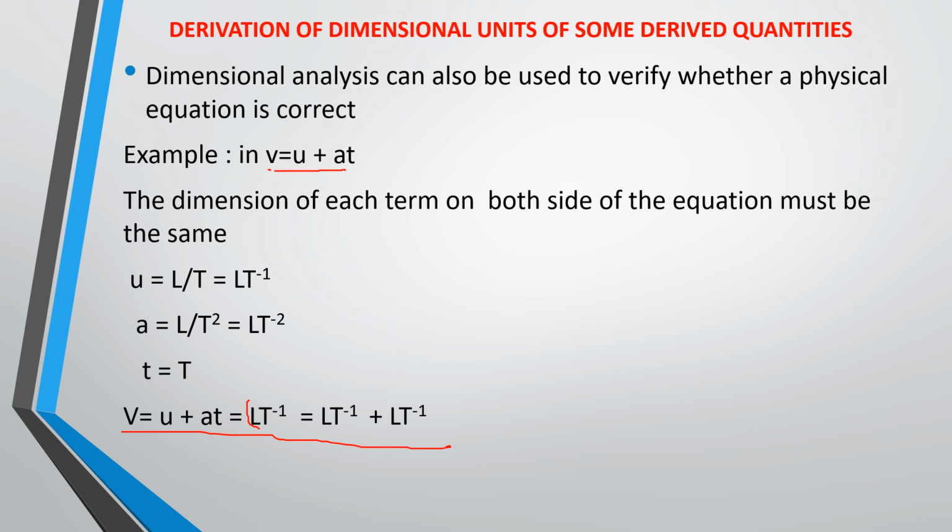Because this is velocity, and these two, acceleration and time, will also give you the same units. So you find that since the units are the same on the left and right hand side, this equation is verified to be correct. This is how you can use dimensional unit analysis to verify that the equation of a physical quantity is correct.